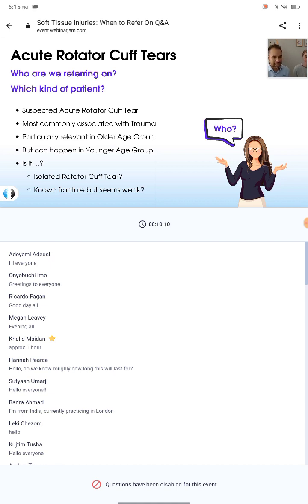Super, that totally makes sense. So, is it an isolated rotator cuff tear? Actually, there are going to be occasions where people have more than one tendon tear, isn't it?